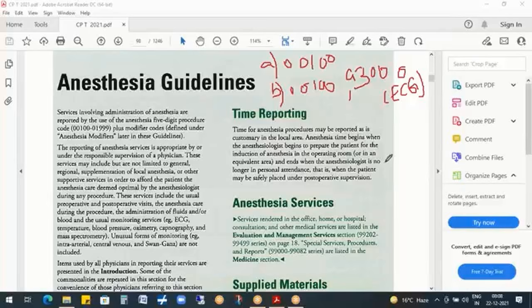If the vitals are not recorded by the anesthetist, then we should not code the vitals for anesthesia. There is no code for vitals. I mean, like ECG. ECG is a procedural code, right? Yes. Whether it is performed or not, no need to code it along with anesthesia, because it's a part of the anesthesia service.